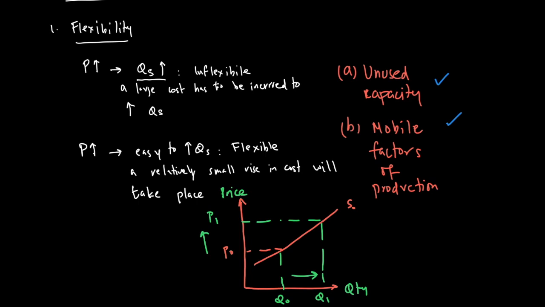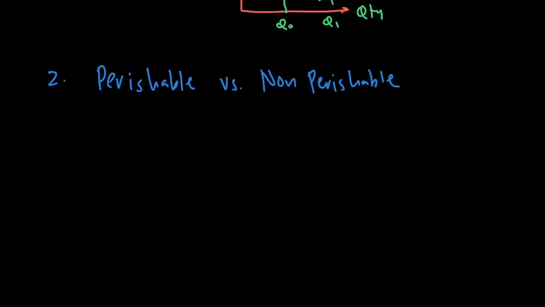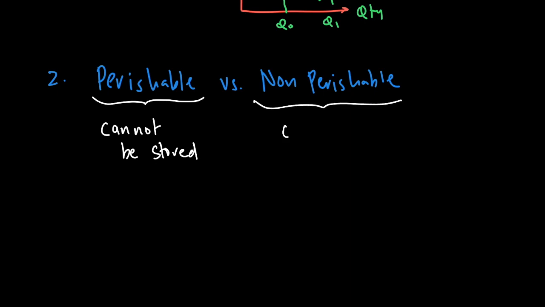The next factor that affects PES, or elasticity of supply, is to do with perishable versus non-perishable goods. So what are perishable goods? Perishable goods are those goods which cannot be stored. Why can't they be stored? Because they have a very small, what we call, shelf life. And because they can't be stored, the supply tends to be very inelastic to a change in price. But non-perishable goods, like for example furniture, anything that can be easily stored, is something which is very elastic in supply.